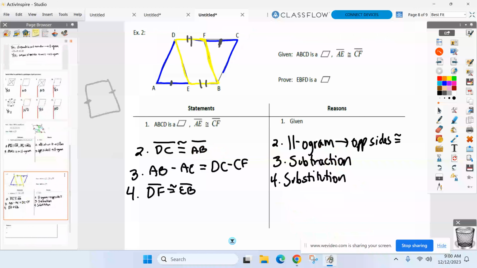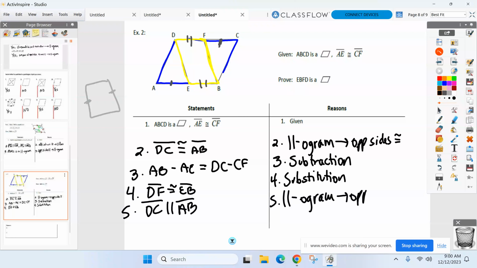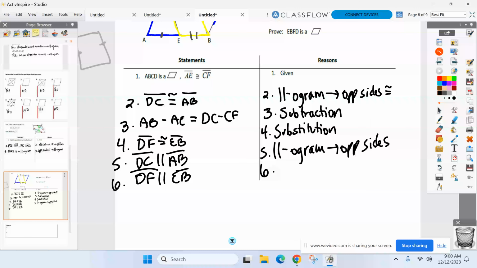You just told me AB and CD were parallel, right? Shouldn't these little pieces be parallel too? Yeah, so that's what I'm going to write right underneath it. Let me just rewrite DC parallel to AB. Parallelogram implies opposite sides parallel. So if the big pieces are parallel, so are any segments on them, including DF parallel to EB. And here's your new fact going forward you can use: if the whole things are parallel, so are the parts. Parts of parallel lines are parallel.